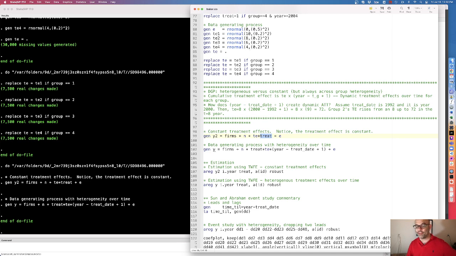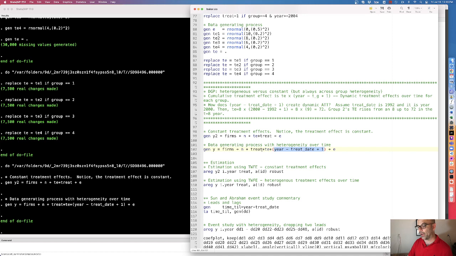Then I've got this heterogeneous treatment effect: firm fixed effect, linear trend, dummy of treated times the treatment effect, kind of a baseline value, times the number of years since treated. So if it's 1986 and you were treated in 1986, it's going to be 1986 minus 1986 plus 1. That's 0 plus 1, that's a 1. So in that sense, the treatment effect in 1986 was a 10. The treatment effect in 1987 was 20, 30, 40, 50, 60, 70, 80, 90, and so forth.